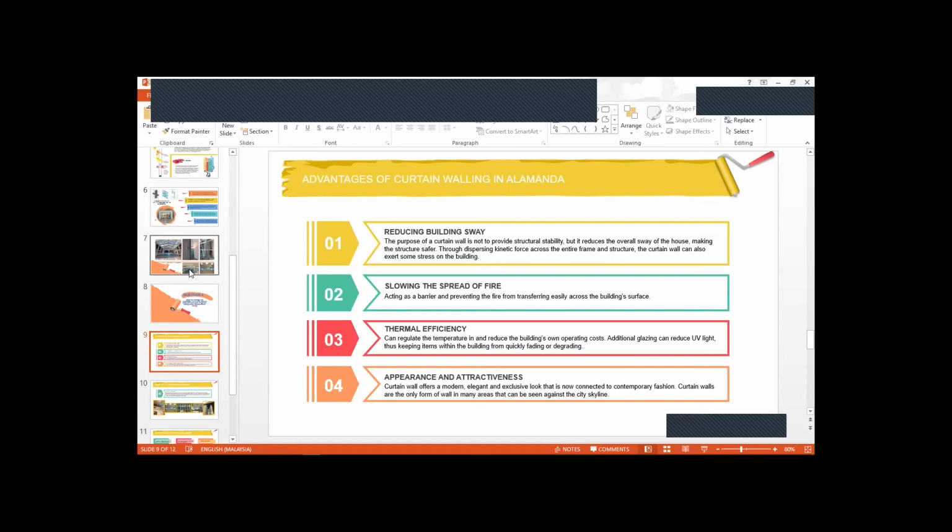The second advantage of using curtain wall at Alamanda is that it can slow the spread of fire. The curtain wall acts as a barrier, preventing fire from transferring easily across the building surface. The third one is that curtain wall also provides thermal efficiency. It can regulate the temperature inside and reduce the building's operating cost. Additional glazing can reduce UV light, thus keeping items within the building from quickly fading or degrading.